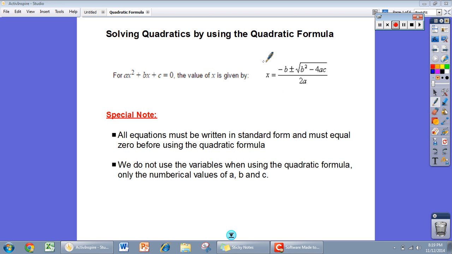So this is the formula that we're going to use, and there's a quadratic formula song, but you're not going to catch me singing it on the tape, so we'll have to save that for class.